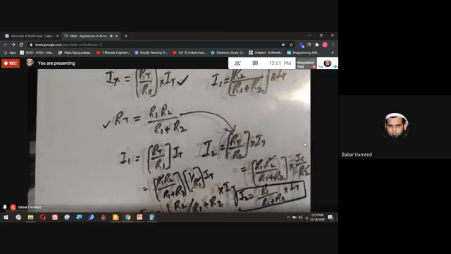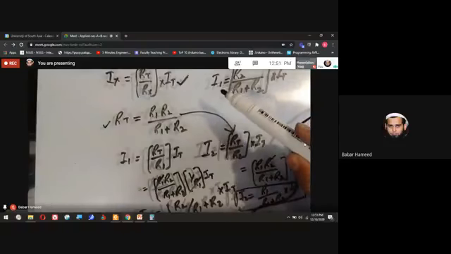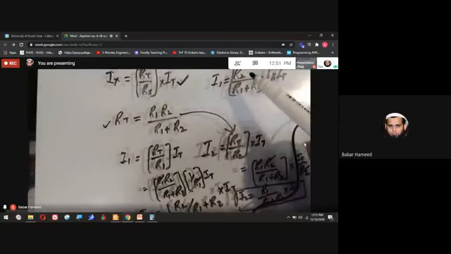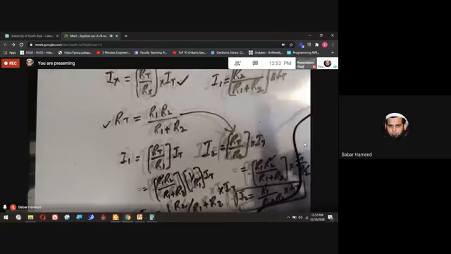Now I can summarize. If I want to find out I2, I have to multiply R1 with IT divided by their sum. And if I want to find I1, then R2 multiplied by IT divided by their sum. And this particular case is only valid for two resistances.